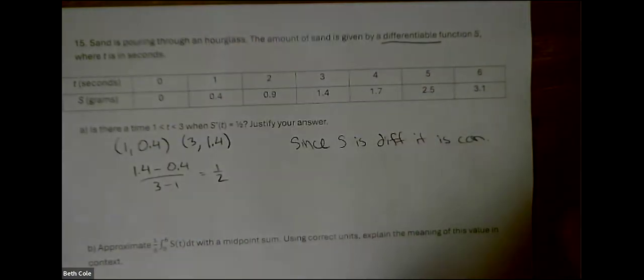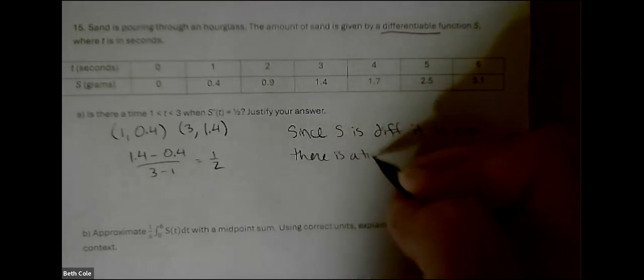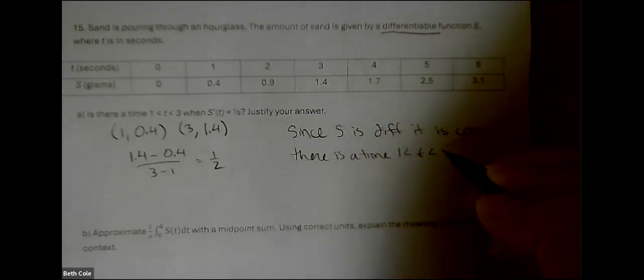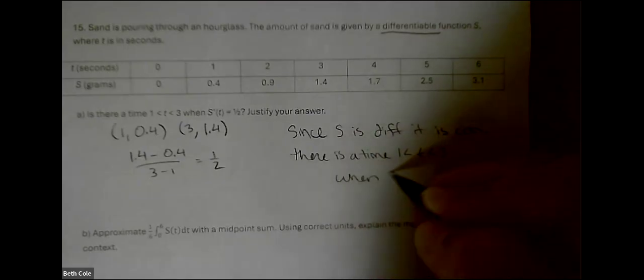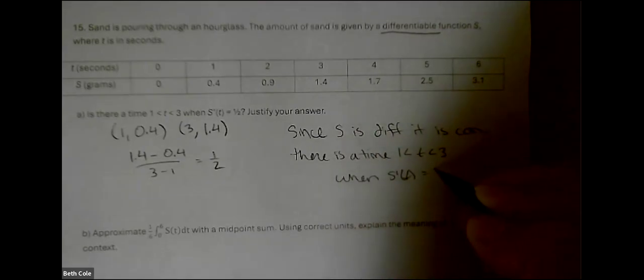So this is where your sentence comes in. It's kind of like essay writing. Since S is differentiable, it is continuous. And I will take diff and con. Please, on your AP exam, write the whole word out. I don't know if they'll take those, and it's just not worth it. But I'm fine if you abbreviate. So since all this is true and we found this slope, basically we're just going to repeat the prompt. There is a time from 1 to 3 when the derivative equals 1/2 by mean value theorem.